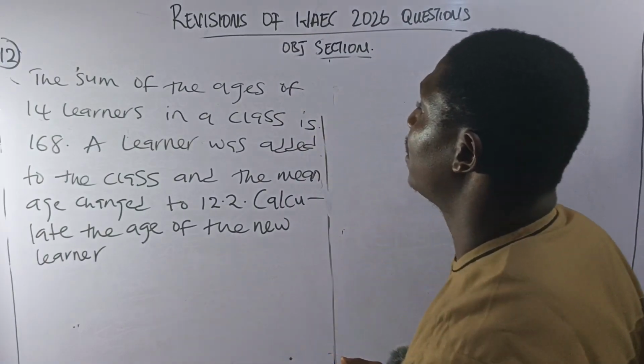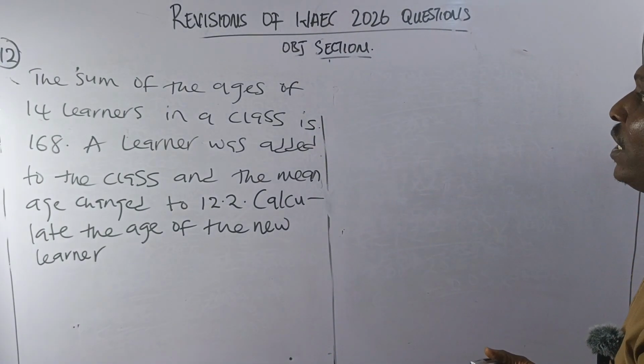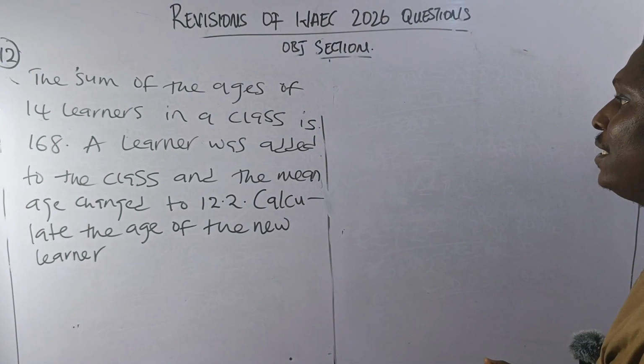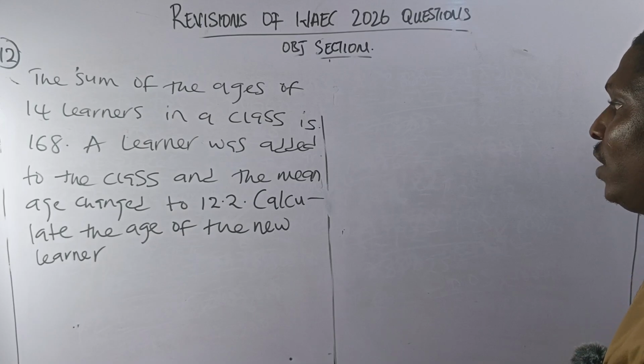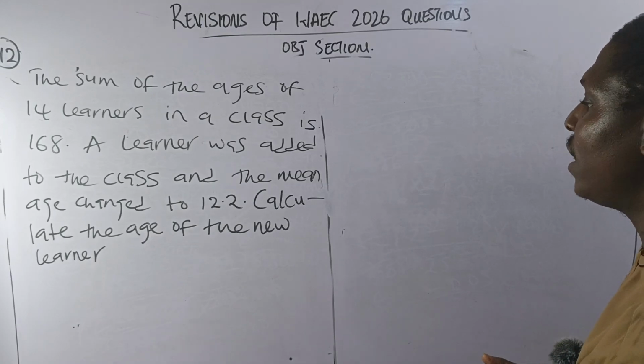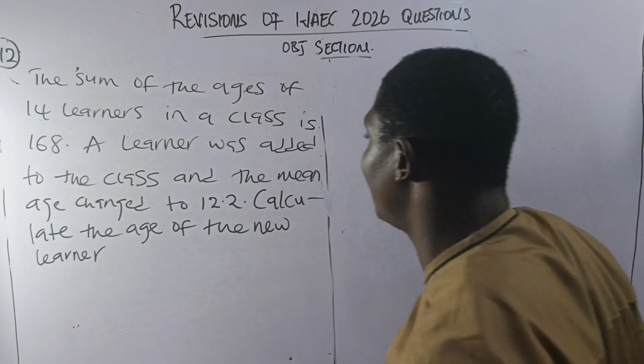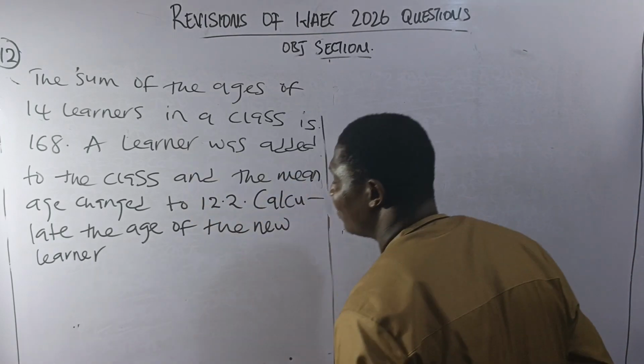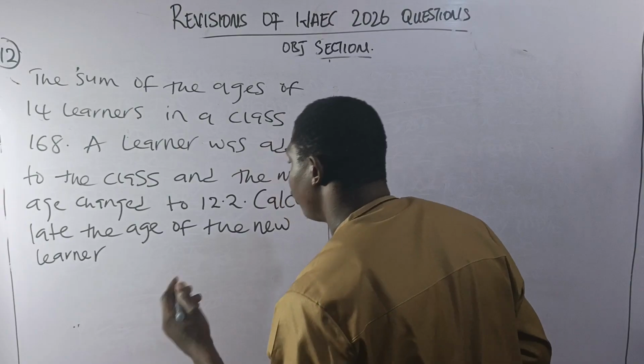Question 12 says, the sum of the ages of 14 learners in a class is 168. A learner was added to the class and the mean age changed to 12.2. Calculate the age of the new learner within 4 options. So let's see. How do we do this?